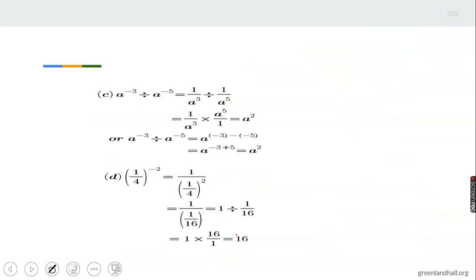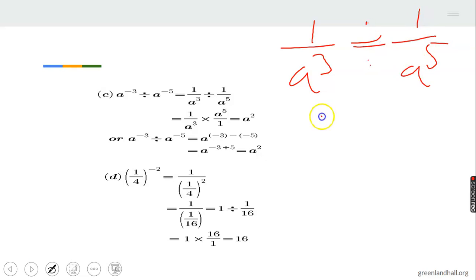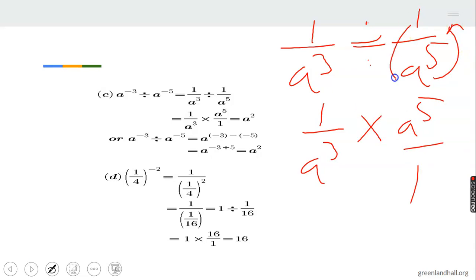C. A raised to power minus 3 divided by a raised to power minus 5. You can do it this way. I told you a to power minus 3 is the same thing as 1 all over a raised to power 3, divided by a to power minus 5, which will be a raised to power 5. Now, I can turn this division to times by saying a raised to power 3 times a raised to power 5 all over 1. That is, you change what you have here. What you have here will become the denominator, while the denominator will now become the numerator.